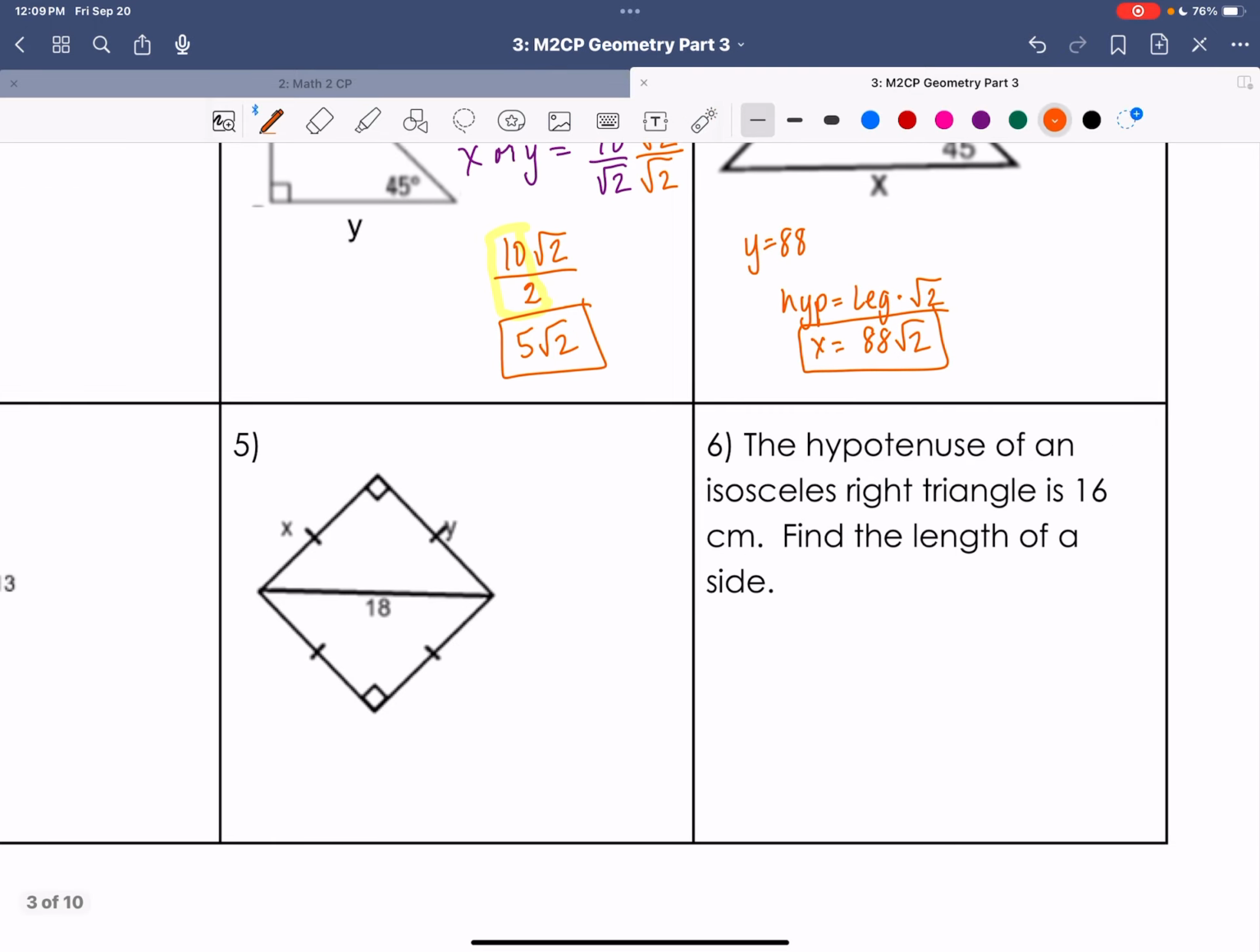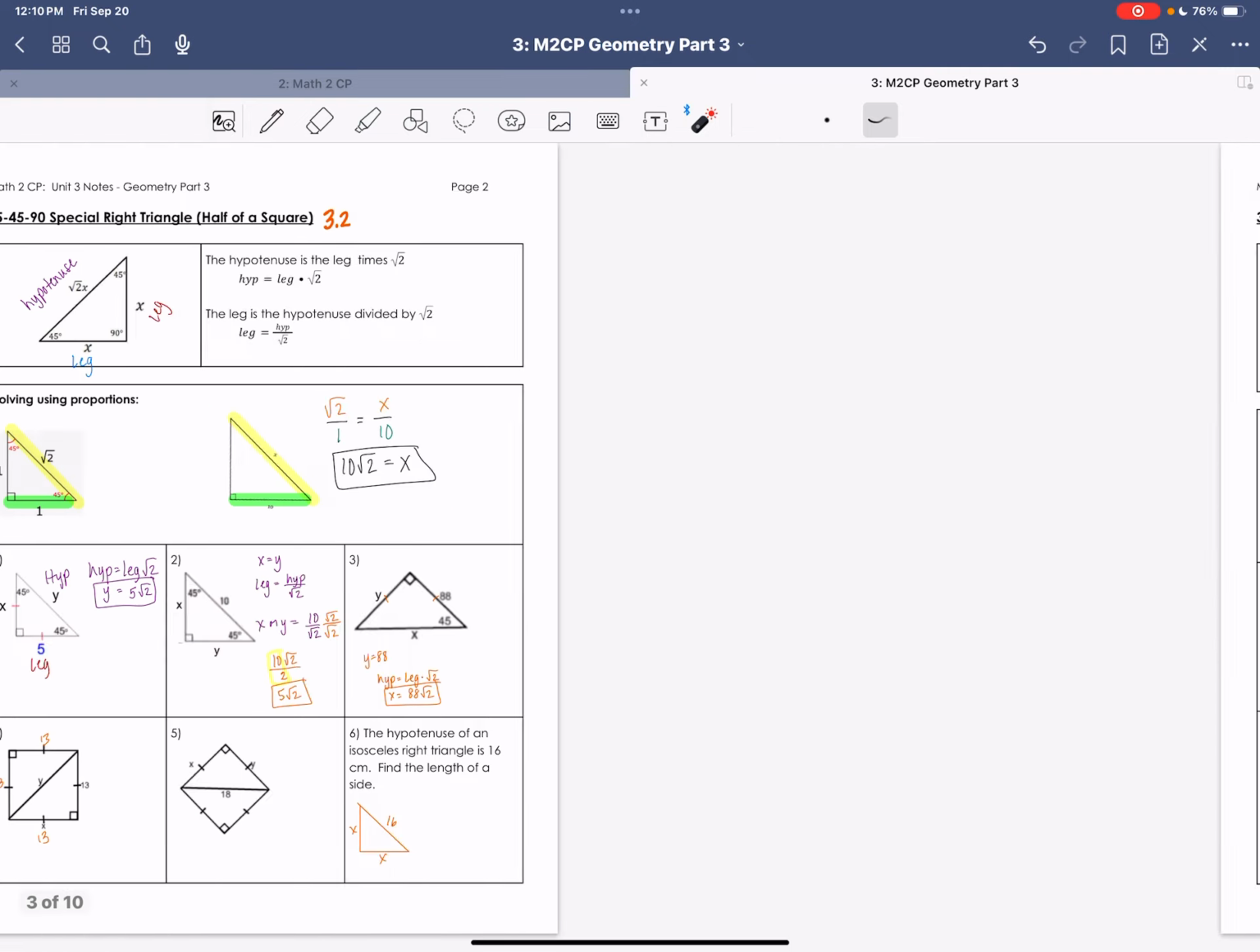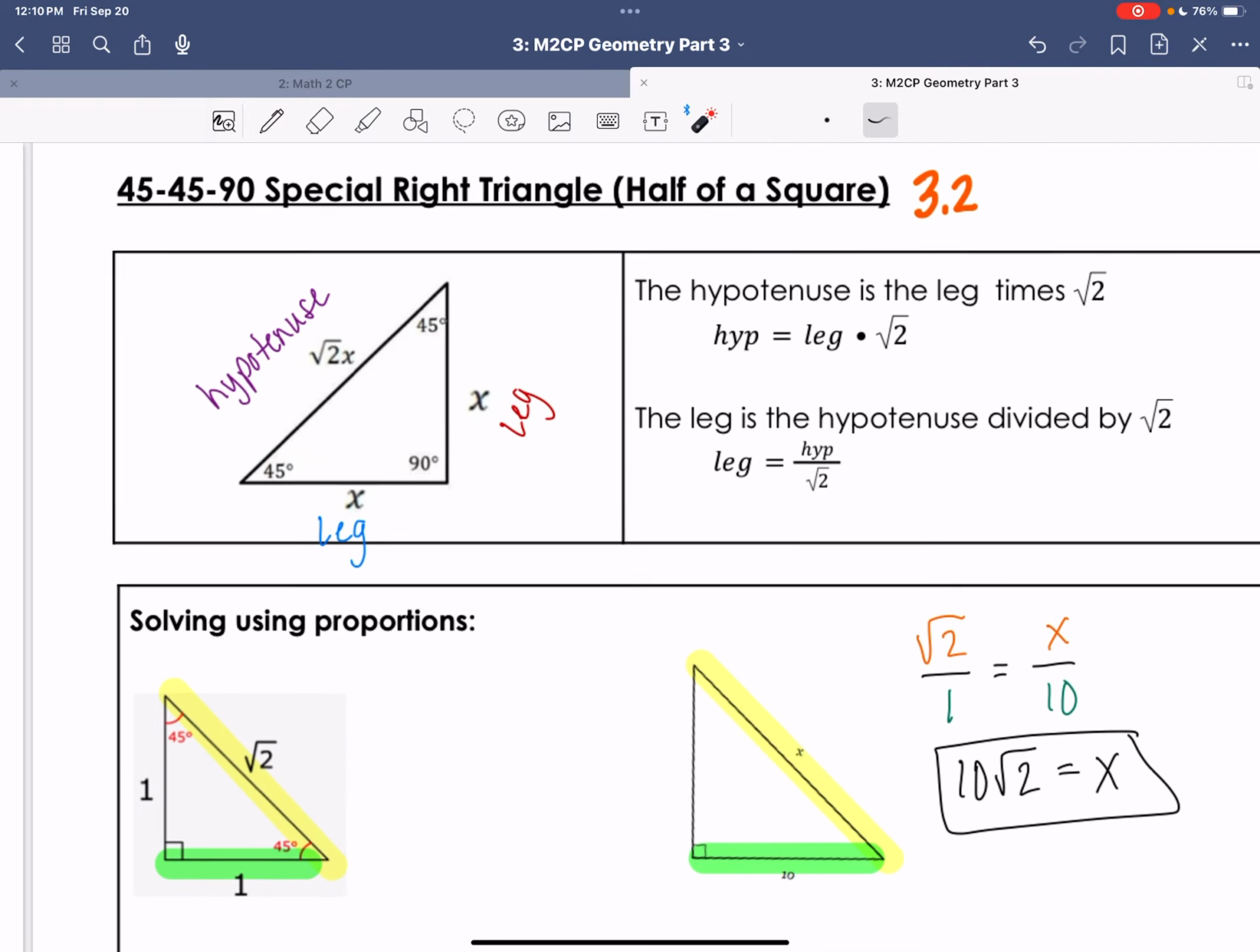And for number 6, draw a triangle. Oops, that's a horrible triangle. There you go, beautiful. All right, so if you know the legs, it's an isosceles, and we know the hypotenuse, then go ahead and complete this one and find the length of the side. If you did this correctly, you should get 8 root 2. All right, and that's it for your 45, 45, 90.